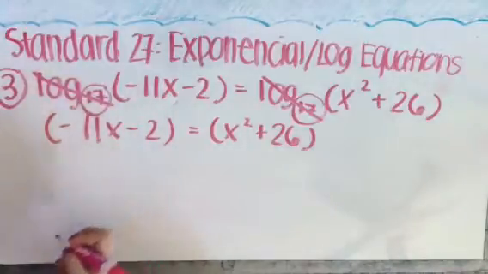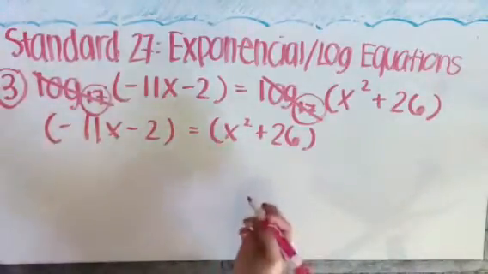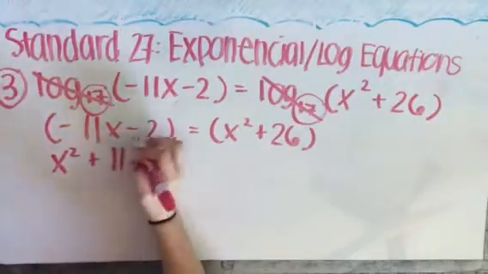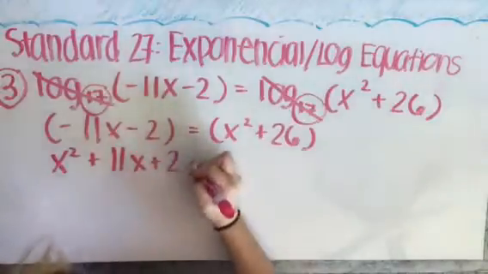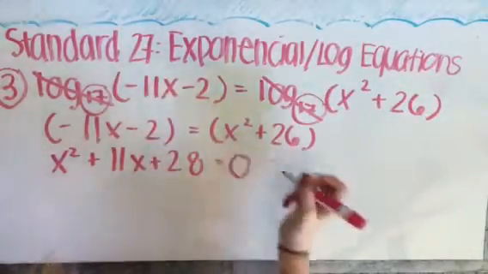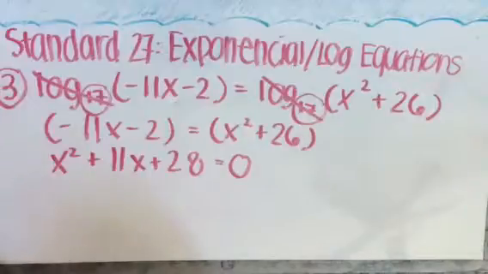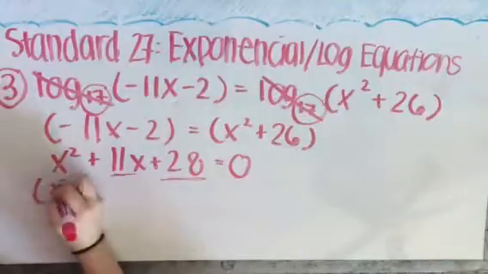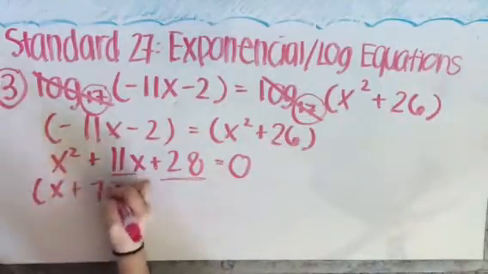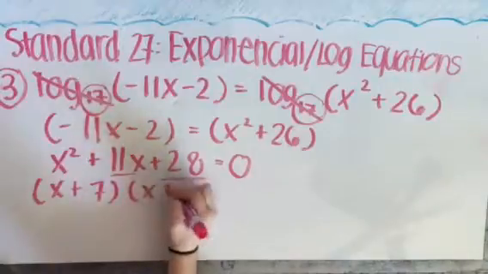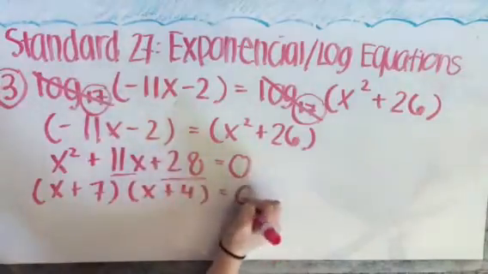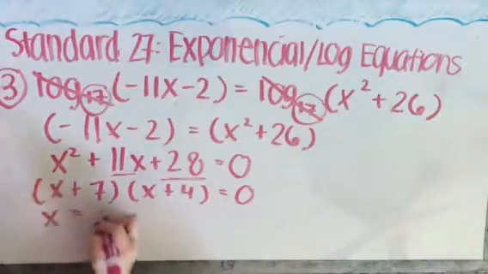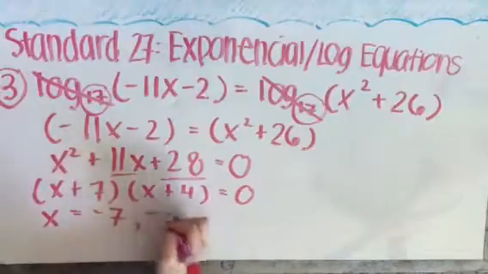Okay, so then what I did is I brought them all over to one side. So I got x squared plus 11x plus 28 equals 0 once you bring that over. And then after factoring, since this is the product, this is the sum, I got x plus 7, x plus 4 equals 0. So then it would be x equals negative 7, negative 4.